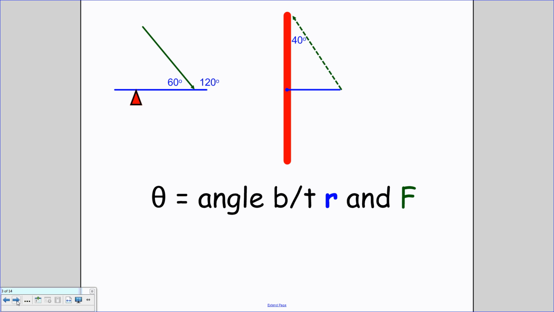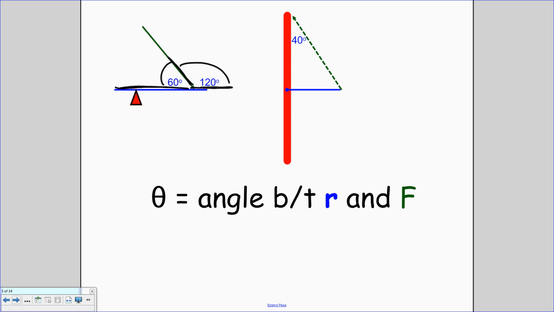Up here we have 3 angles. Which one is correct? Well, the blue line is the thing that's turning. On the one on the left, you have the blue line and then the force, and there's your angle. However, if you think about it, here's the blue line, here's the force. That's also your angle. That works because sine of 60 and sine of 120 are exactly the same.